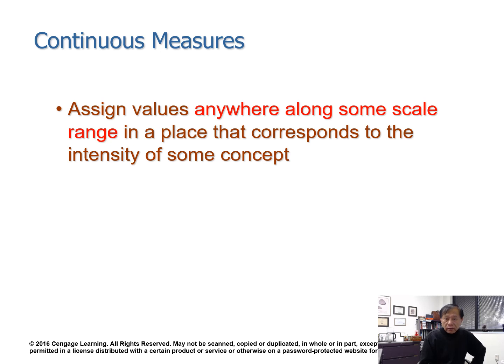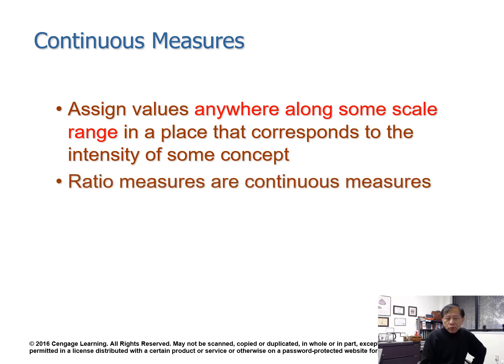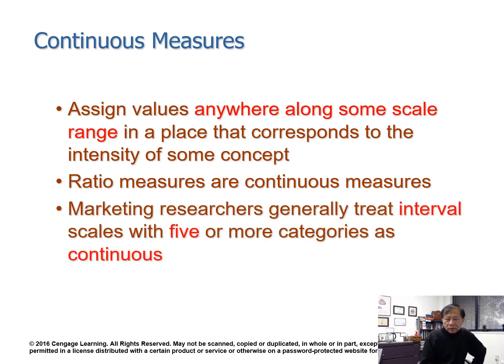Compared with the discrete, there are also continuous measures, because you can assign values anywhere along some scale range in a place that corresponds to the intensity of some concept. Okay? Ratio measures are continuous measures. And market researchers generally treat interval scales with 5 or more categories as continuous. If you use a Likert scale with 5 or 7 items, we can normally treat that as interval scales, or we can treat that as continuous scales, continuous measures. Okay?